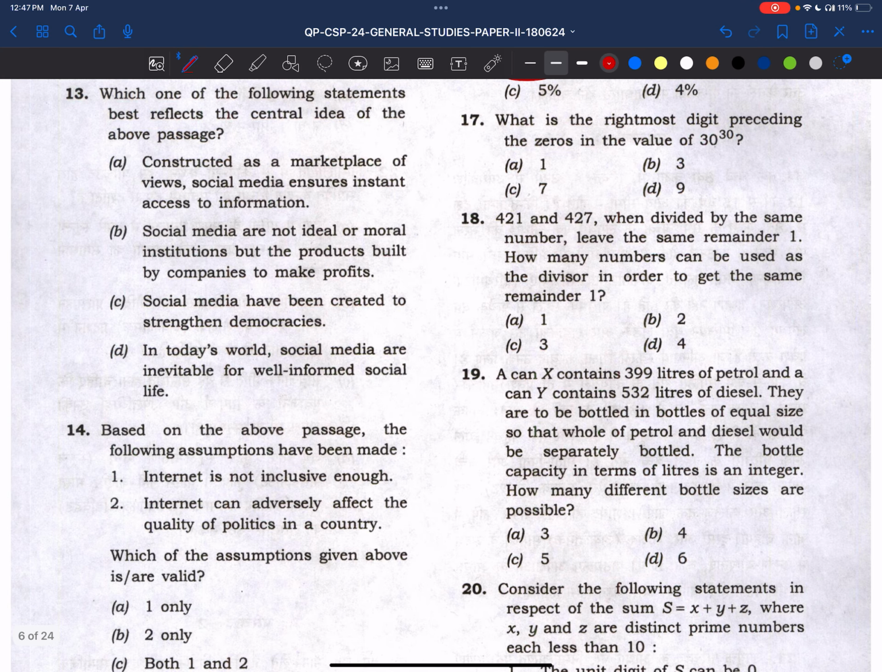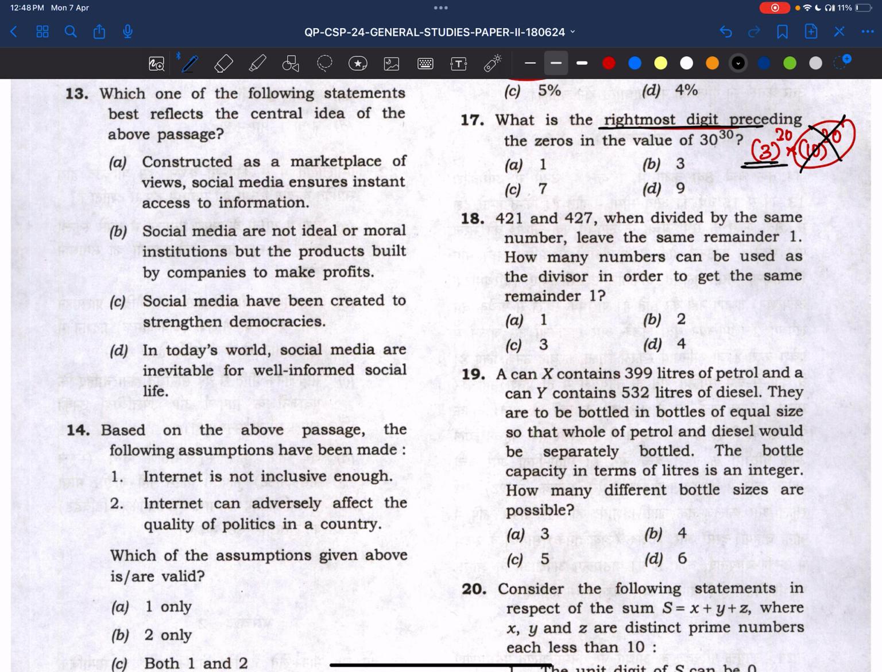Okay, let's go to the 17th question. What is the rightmost digit preceding the zeros in the value of 30 power 30? Rightmost digit means it is asking for the units place, right? So 30 power 30 can be written as 3 power 30 into 10 power 30, right? This will be all zeros. Now let's discard this value. It is asking for the rightmost digit preceding the zeros, that means the units place of 3 power 30, right?